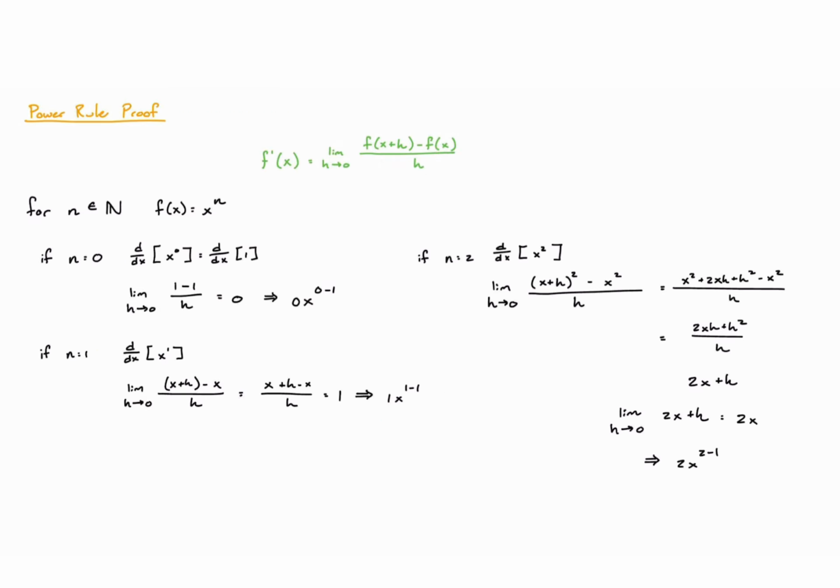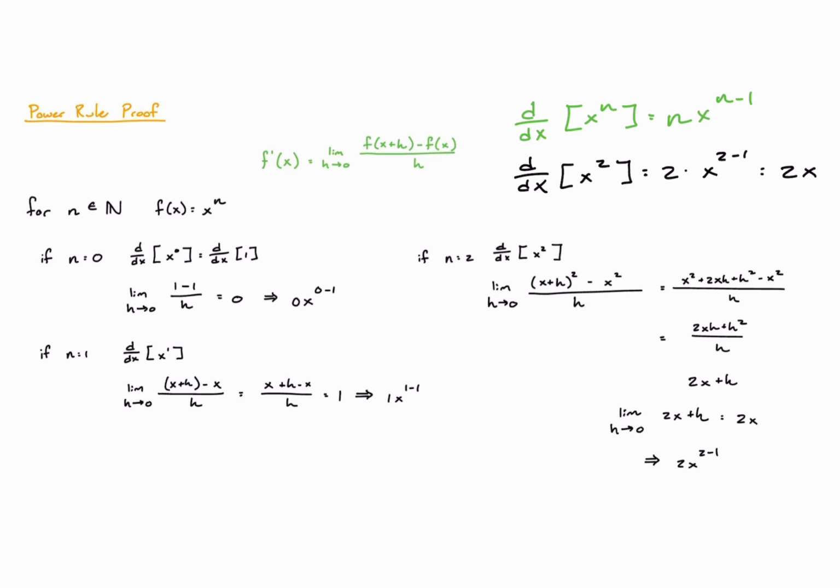And finally, let's take a look at our power rule proof. So remember, the power rule is saying that if you have d dx of x to the n, this is equal to n times x to the n minus 1. Just as a quick example, if you have d dx of x squared, this is going to equal 2 times x to the 2 minus 1, which is equal to 2 times x.